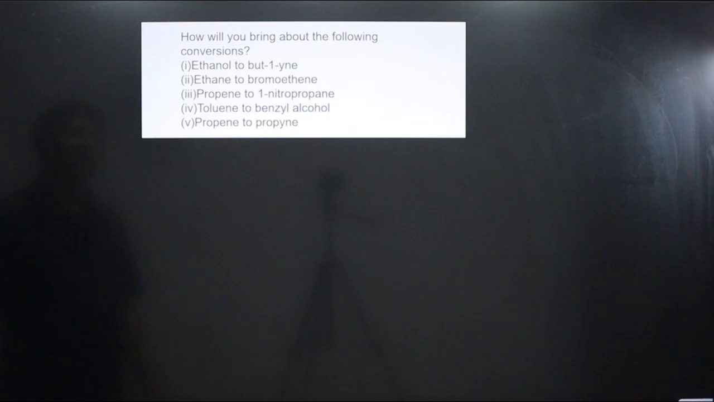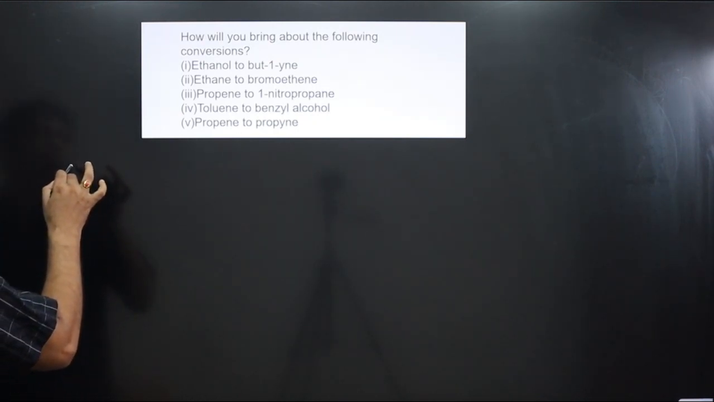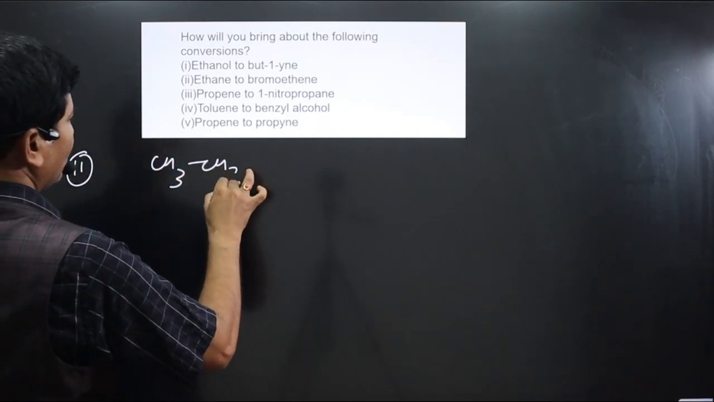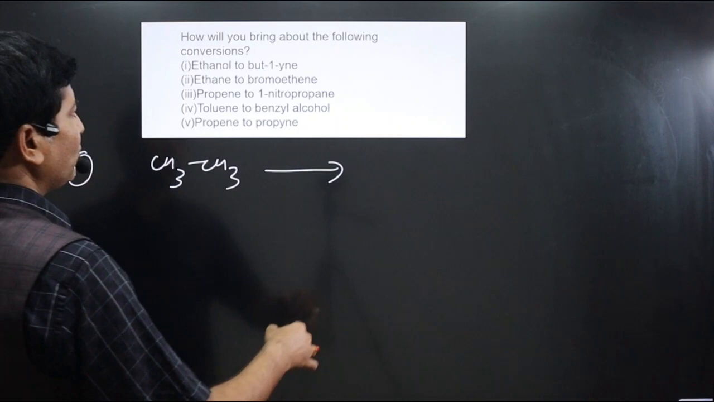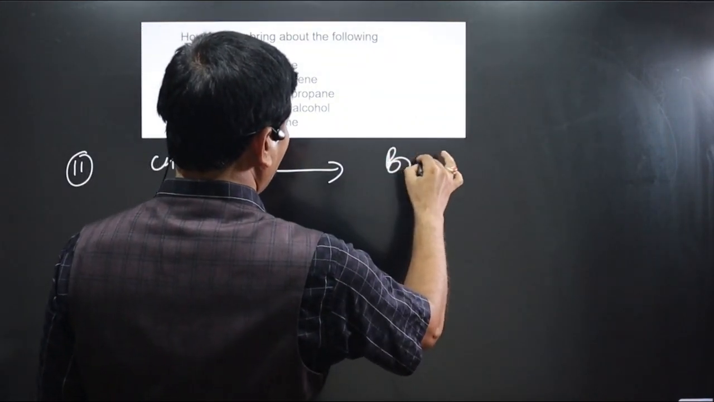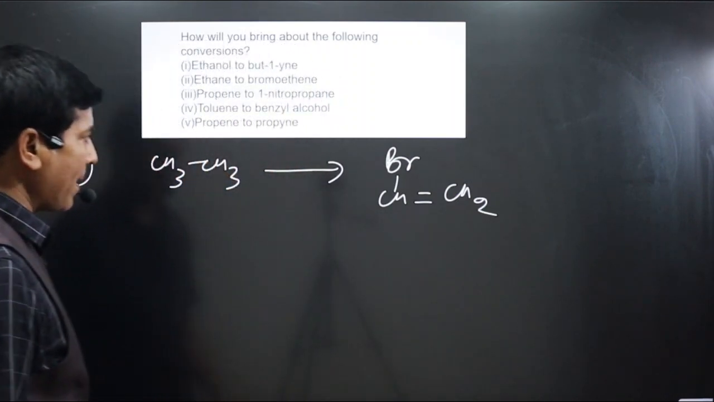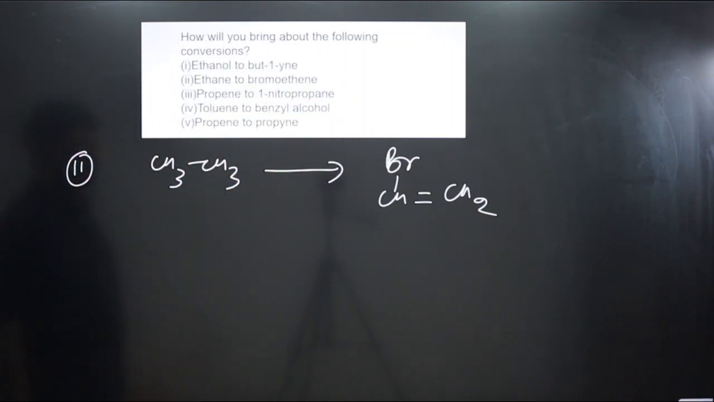Second, we have ethane to bromoethene. Ethane to bromoethene. So this is what we have. Second one, ethane, CH3, CH3 is there, and it is to be converted into bromoethene. This is Br, CH double bond CH2 is there. Okay. So first of all, we have to carry out unsaturation.